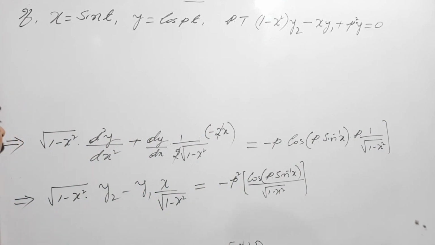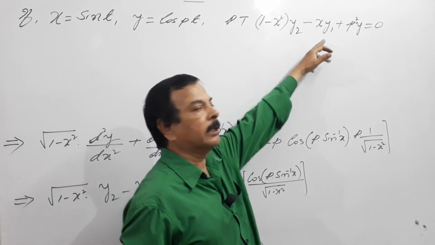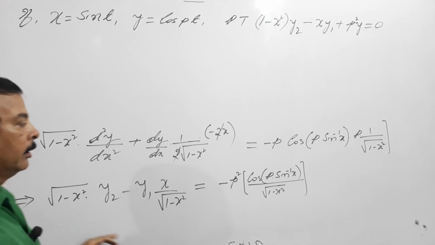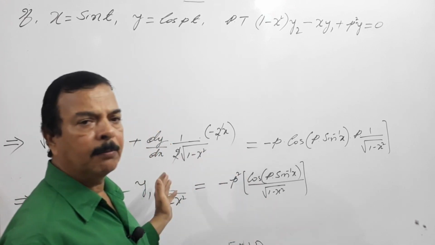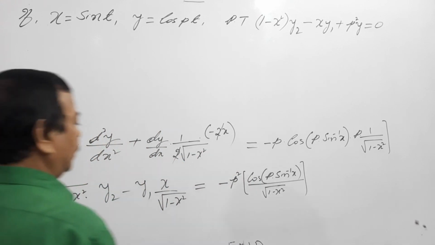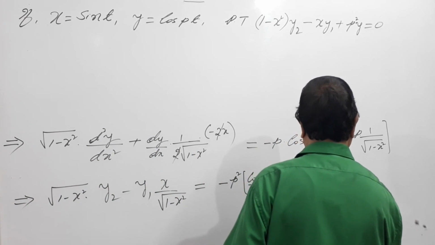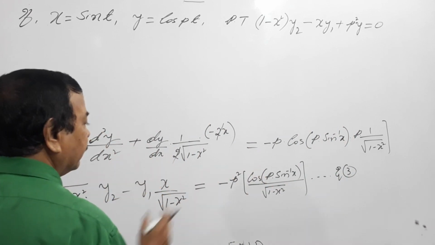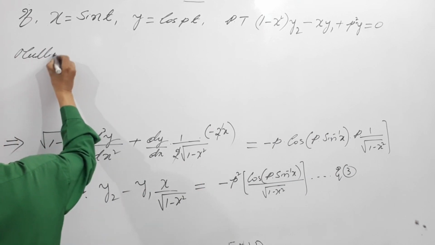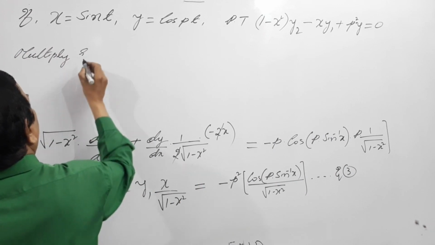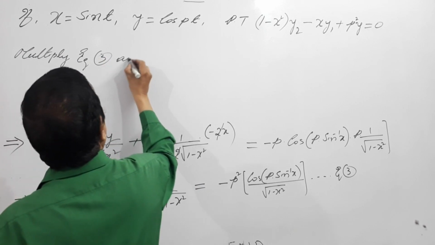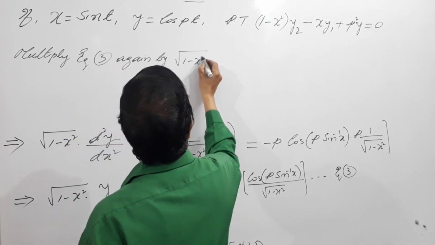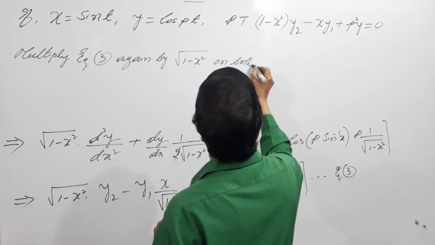Next step, I have to eliminate this because I want only minus x y1, and we already got it, but we have a root here, and we don't want a root here. Here also we don't want this under the root 1 minus x square. What we'll do is multiply both sides by under the root 1 minus x square. I call this equation 3. I don't know whether it's 1 or 2 or 3, but anyway I'll write equation 3. As long as you understand it, it's okay. So multiply equation 3 again by under the root 1 minus x square on both sides.